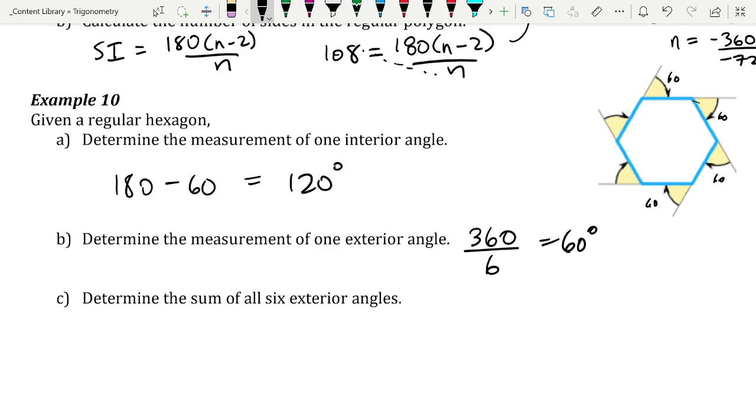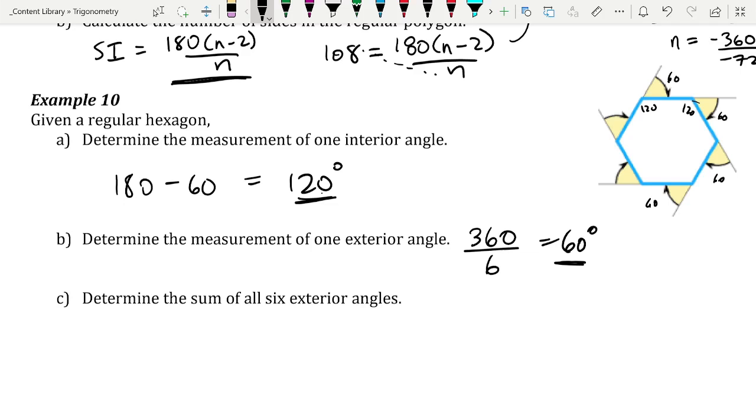No fair, you did B before A. I didn't break no laws. It's okay to do that. Of course, I didn't have to do it that way. I could have gone back to this formula and did 180 times 6 minus 2 over 6. I'd have still got 120. So these are all 120s.